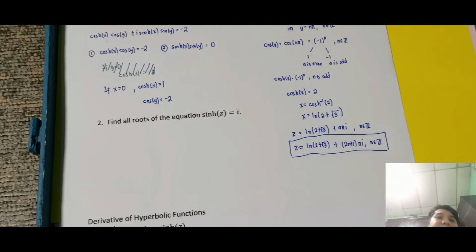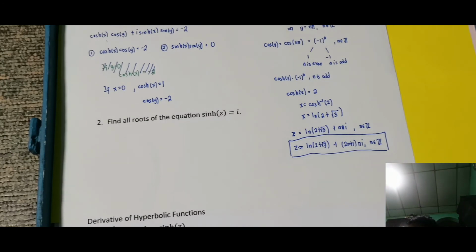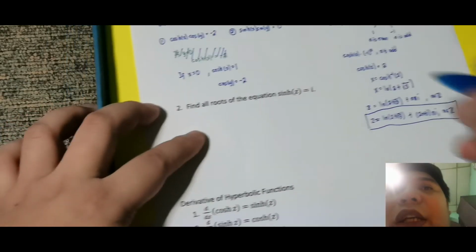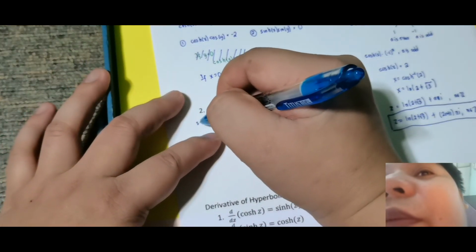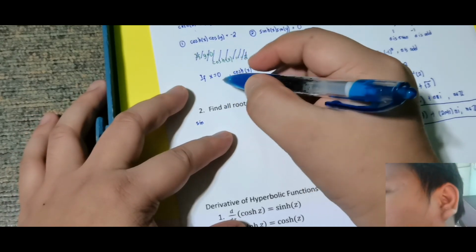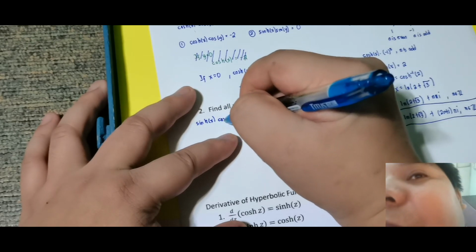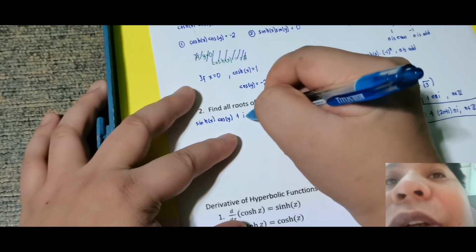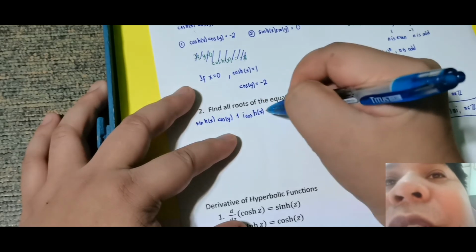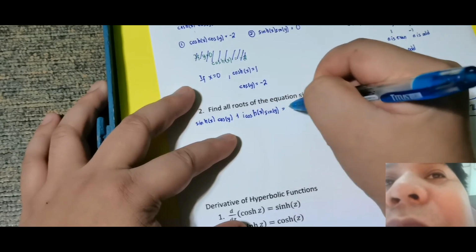Okay. Next is we have: find all the roots of the equation hyperbolic sine of z is equal to i. So check natin paano to solve yung part na yan. Meron tayong equivalent ng hyperbolic sine z, which is sinh x cos y plus i cosh x sin y, which is equal to i.